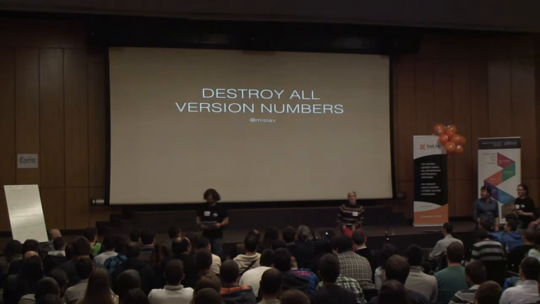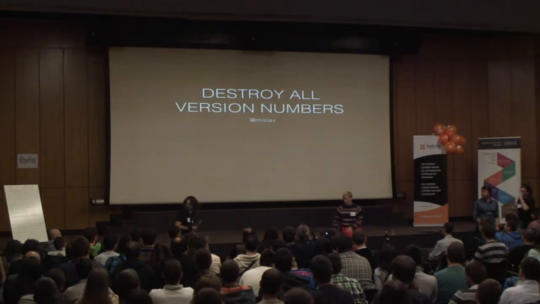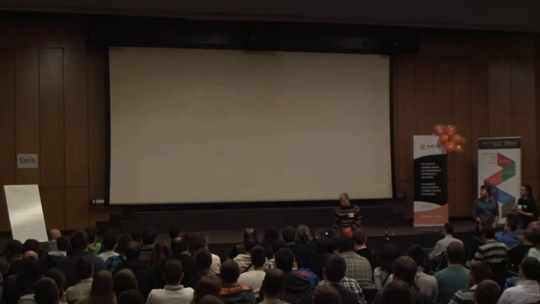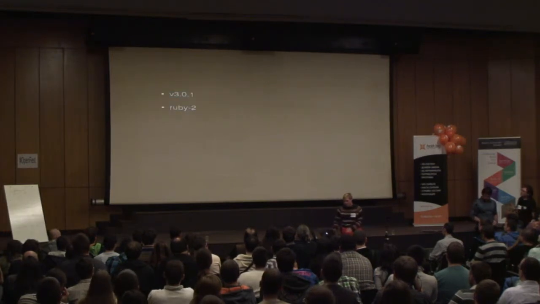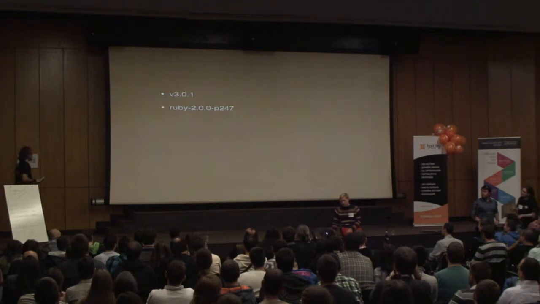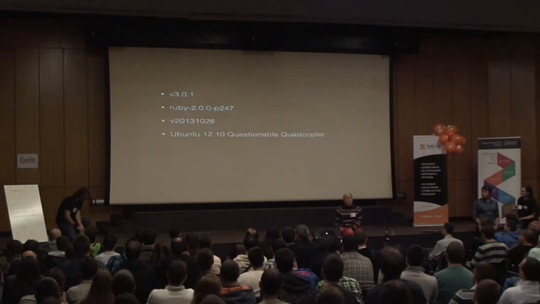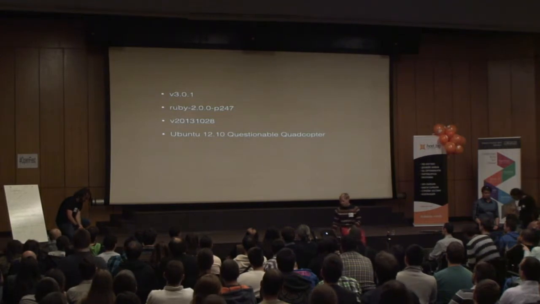My name is Mislav. I maintain a bunch of open source libraries, small ones, and this talk is about this. You should destroy all the version numbers. Version numbers come in different sizes and shapes. They're usually numbers. They can have patch information. They can have dates in them. They can have both dates and silly version names as well.